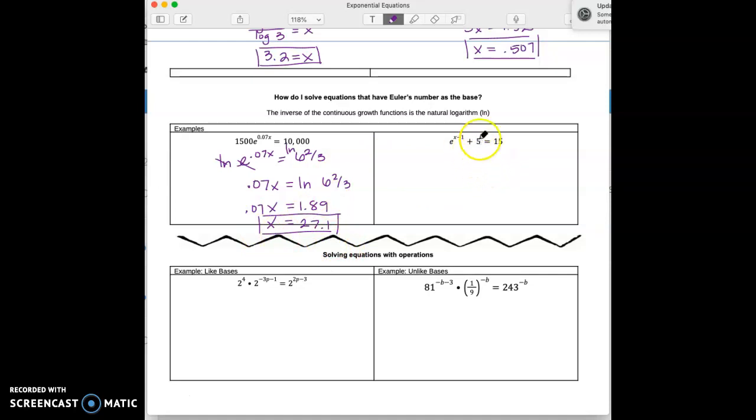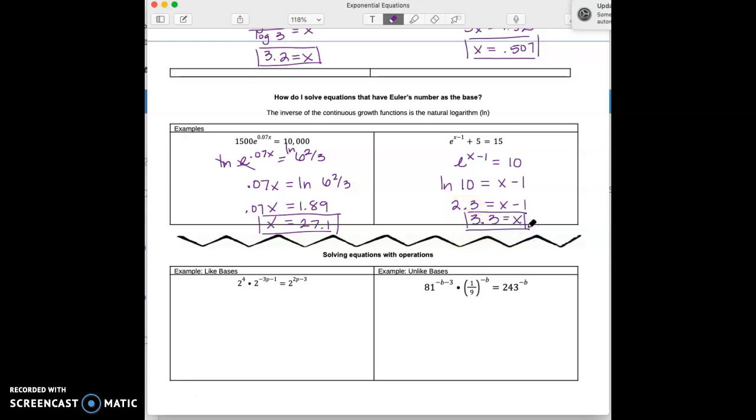So again, I can't have this plus 5. I've got to subtract that from both sides, so I just have e to some power. We use our rewriting. We would say the natural log of 10 is equal to x minus 1. So I'm just rewriting. Natural log of 10 is just a number. Find that in the calculator. It's about 2.3. Add the 1. So my answer is about 3.3.